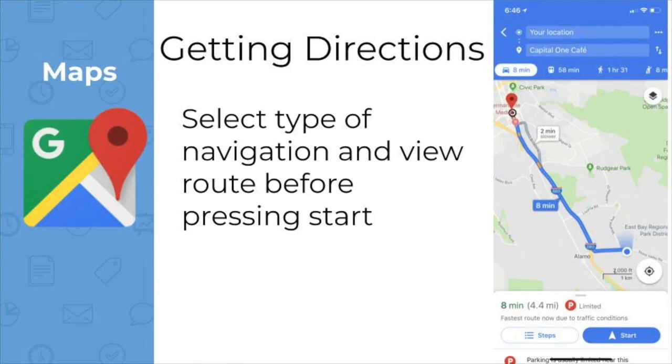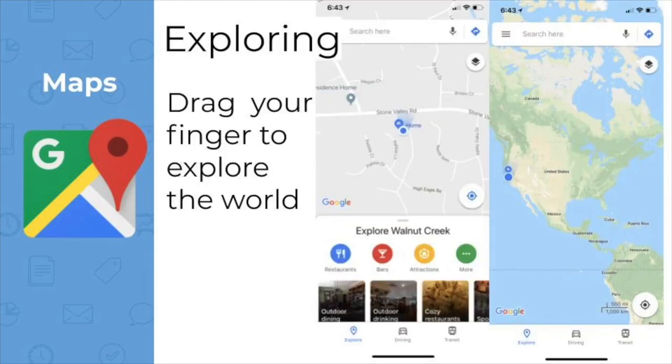As soon as you're ready to follow the directions, all you have to do is press the Start button, and your phone will automatically give you step-by-step instructions as you drive along. When you're done with your route, the Start button will change to an End button, and all you have to do is press that to cancel the navigation.